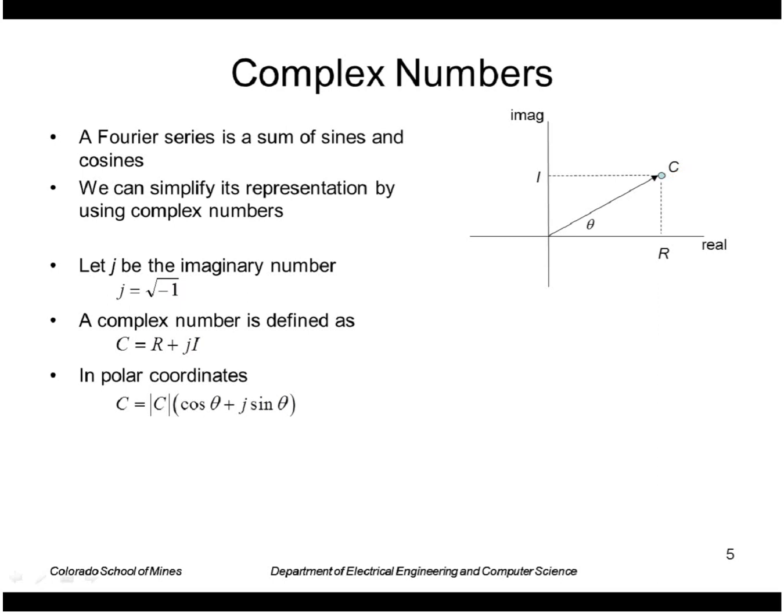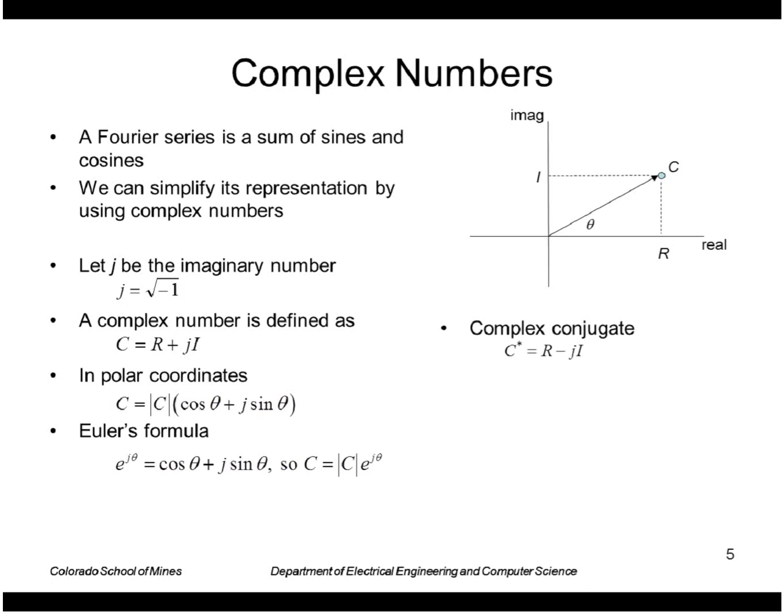So in polar coordinates, this is a vector of length c and the angle theta with respect to the real axis. So you can write it in this form here. So the key thing is that Euler's formula says that cosine theta plus j sine theta is e to the j theta. So that allows us to go from the explicit sines and cosines to the exponentials.